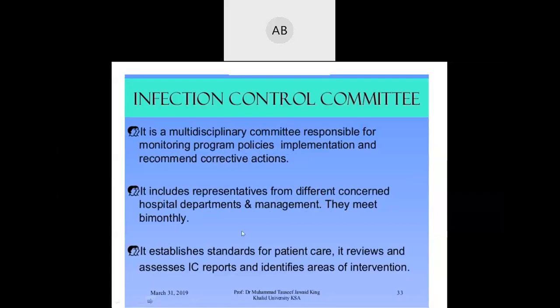So this, I have already told about the infection control committee. That is a multidisciplinary committee responsible for monitoring the policies and then implementing them. They should see that each hospital department and management are following their infection control policies, and they have to meet at least once a month.